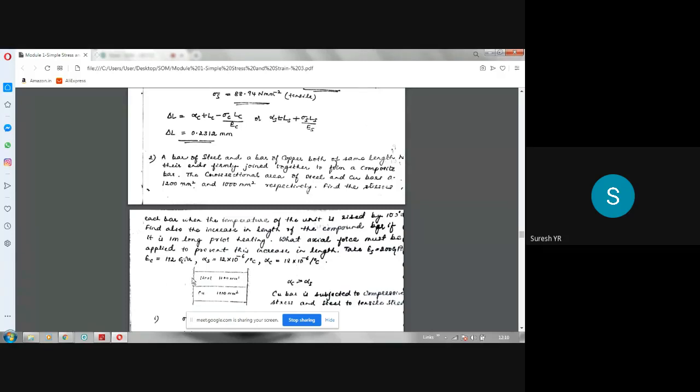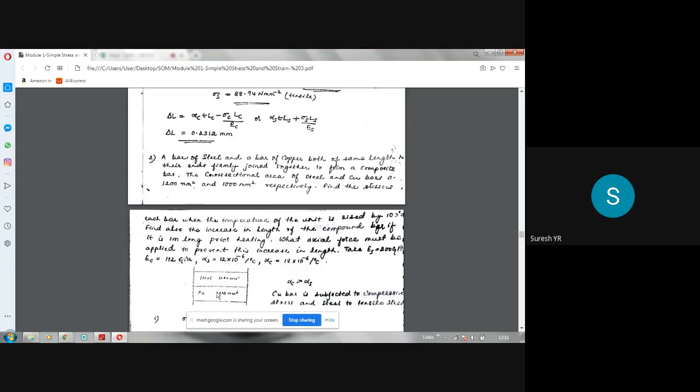This is the given composite bar, steel and copper bars of the same length of 1 meter. Areas are different: steel 1200 mm², copper rod 1000 mm², but lengths are the same. In the first part of the problem, he has asked what stresses are going to develop in each bar, stress in steel and stress in copper. Sigma S and sigma C we have to find out when the temperature of this composite bar is increased by 100 degrees centigrade.